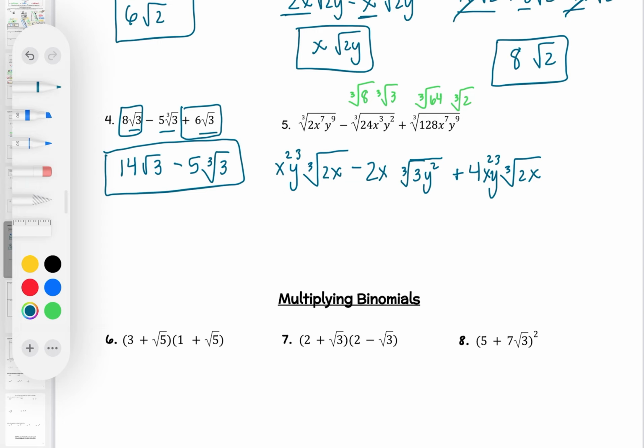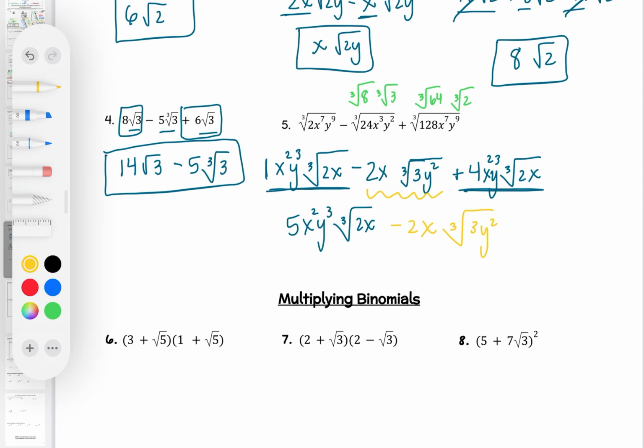Now, looking at all of our terms, we do not have 3 of the same radicand. We really only have 2. And they have to have the same variables on the outside to be like terms. So we have x squared y cubed on both of these. So we can go ahead and add those. And remember, there's an imaginary 1 here. So we're going to go ahead and do 5x squared y cubed, cube root of 2x, because that 2x doesn't change. And then this middle one, we can't do anything with that. So we're just going to do minus 2x cube root of 3y squared. And that would be your final answer for that one.